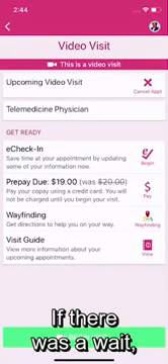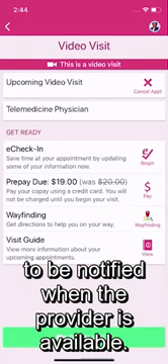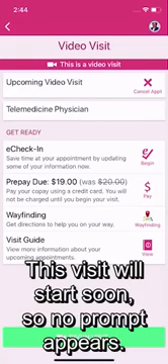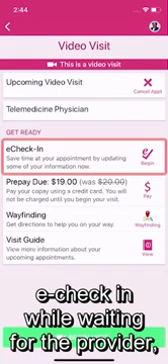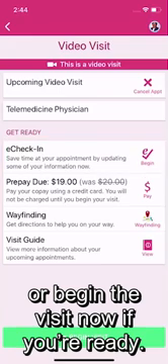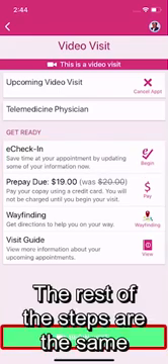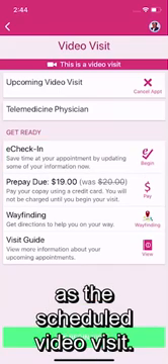If there was a wait, you would specify how you'd like to be notified when the provider is available. This visit will start soon, so no prompt appears. From here, you would start e-check-in while waiting for the provider, or begin the visit now if you're ready. The rest of the steps are the same as the scheduled video visit.